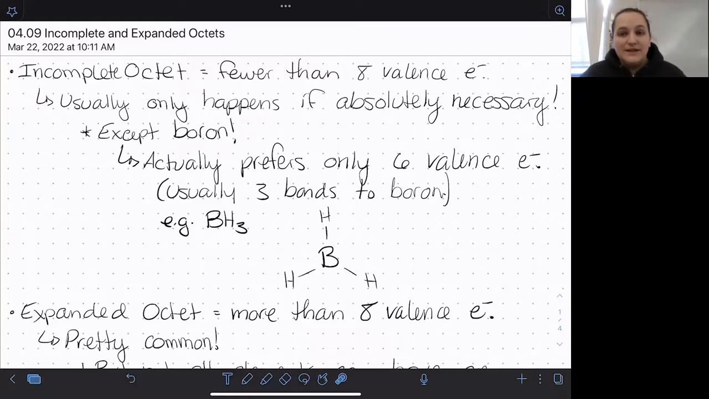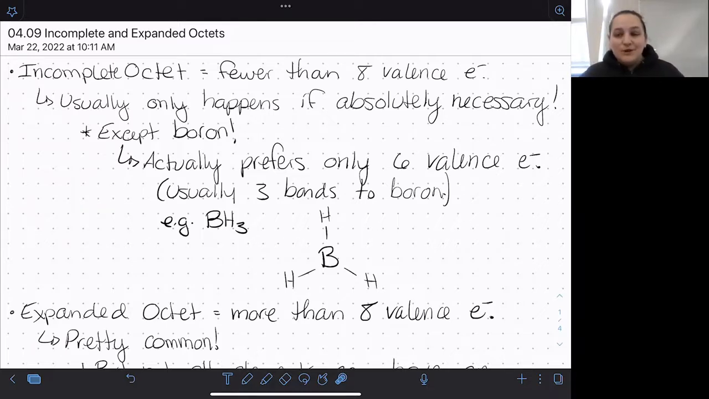So the incomplete octet is typical for boron. You should be aware of that exception. Otherwise, incomplete octets are pretty rare, and they only happen if you have absolutely no other choice. We'll talk a little bit about why boron prefers this in a later lesson, but for now, just be aware that that's a thing.